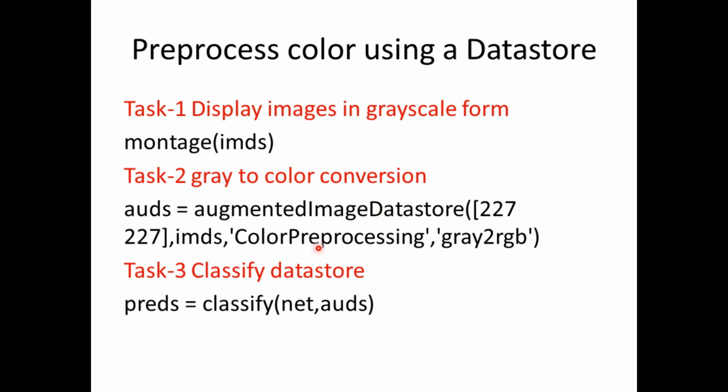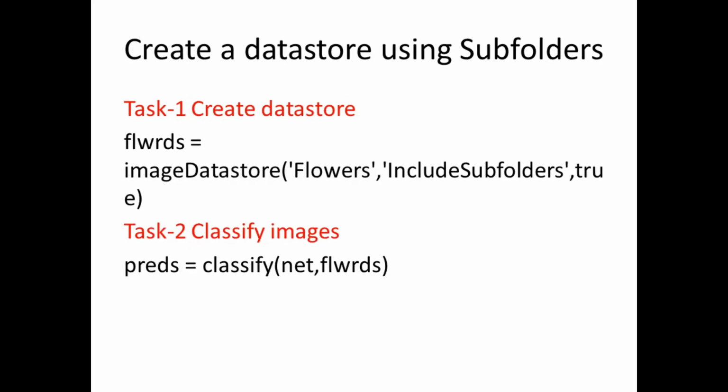Now again we can use this to classify the data store. So you can use the classify function as usual, load the neural network, give the input as the augmented data store and perform the predictions. So this is with respect to an example of pre-processing for colors.